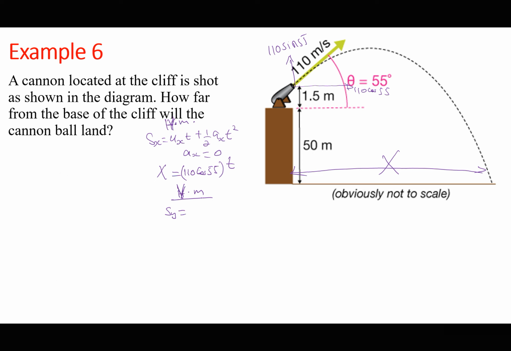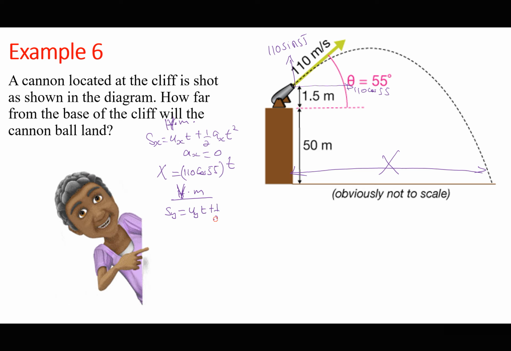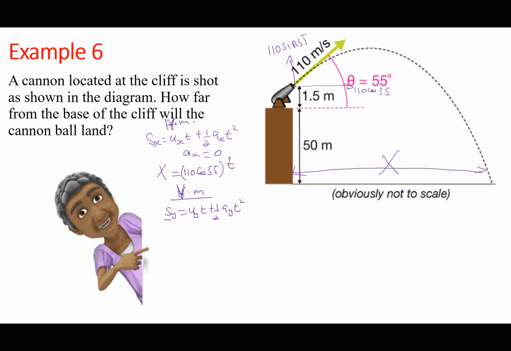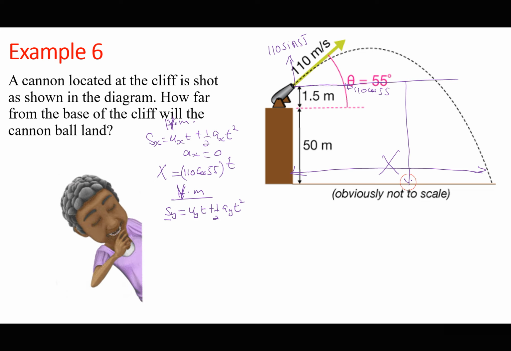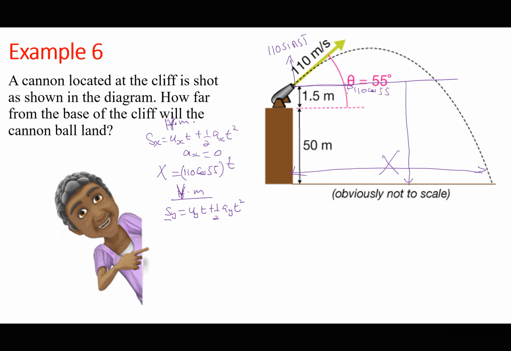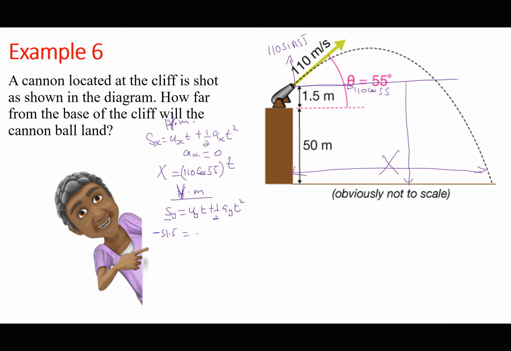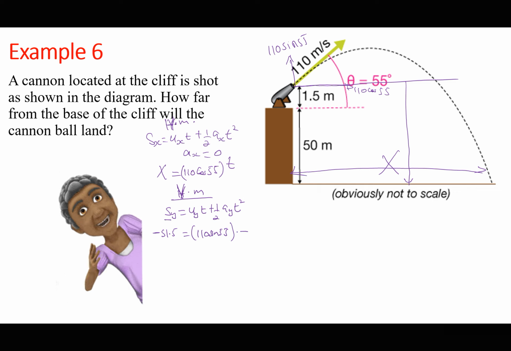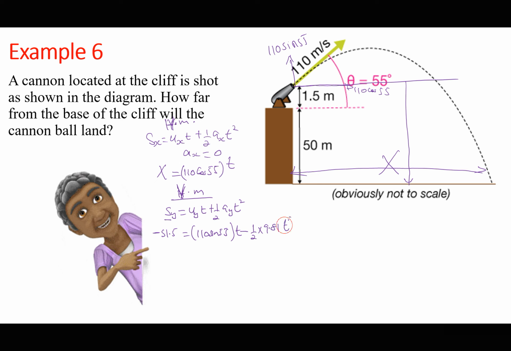S in the vertical is equal to initial velocity in the vertical times t plus a half acceleration in the vertical times t squared. So s in the vertical is going to be this vertical distance, because it is going to fall a further vertical distance, which is 50 plus 1.5. So this is going to be negative 51.5 equals the initial velocity in the vertical, which is 110 sine of 55, times t, minus a half times the acceleration, which is 9.81, then times t squared.